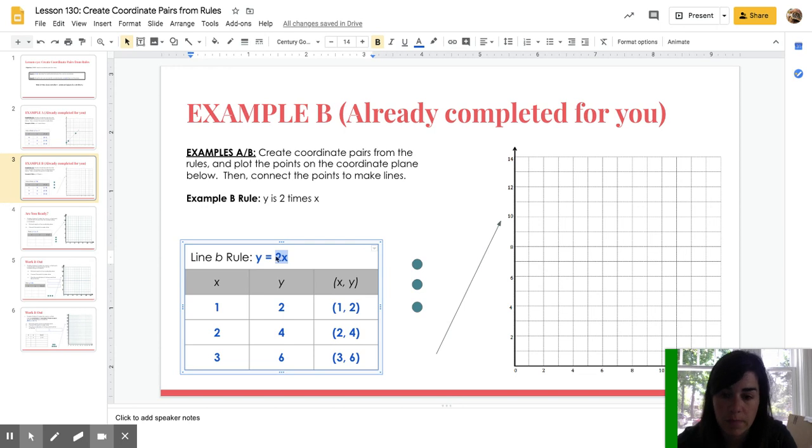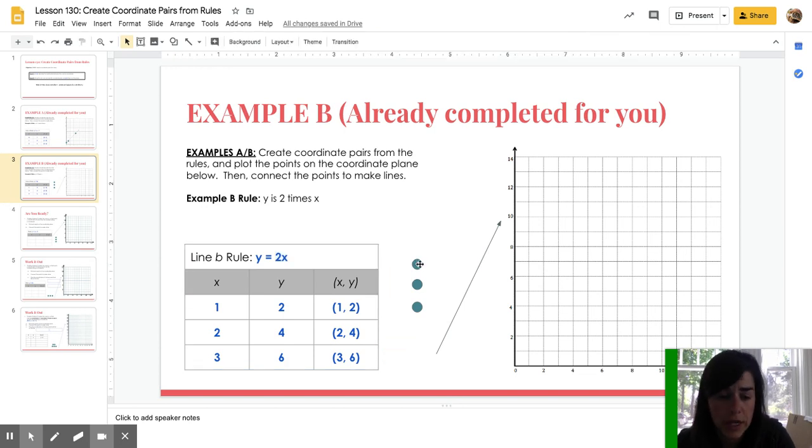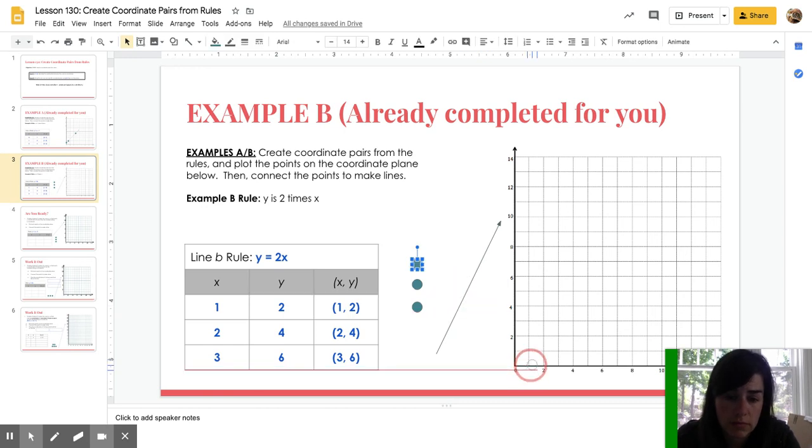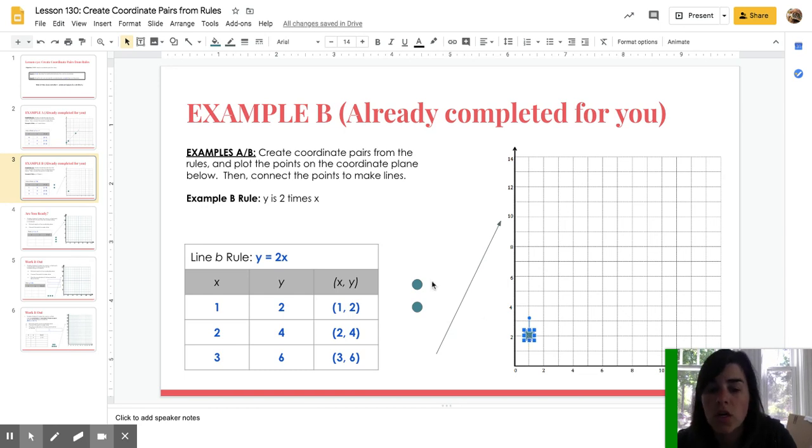Do not forget that. So if X is 1, and again, I just chose that number because it's easy for me. If X is 1, then Y has to be 2 because the rule is times 2, 2X. If X is 2, Y has to be 4 because 2 times 2 is 4. If X is 3, Y has to be 6 because 2 times 3 is 6. If you choose to do X is equal to 4, then the Y coordinate would be 8, 4, 8.